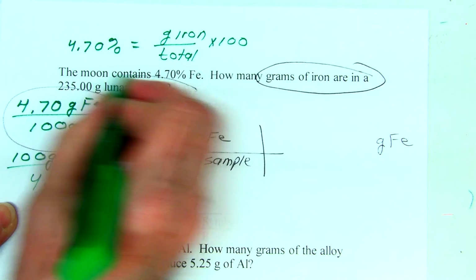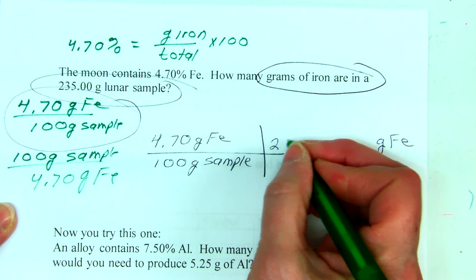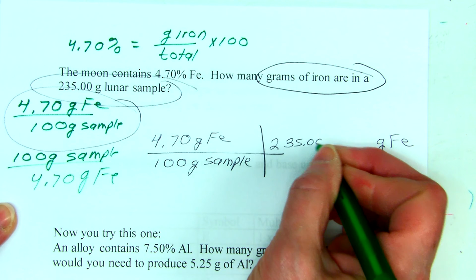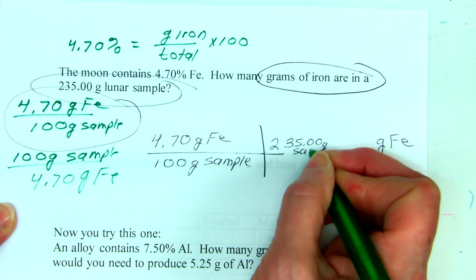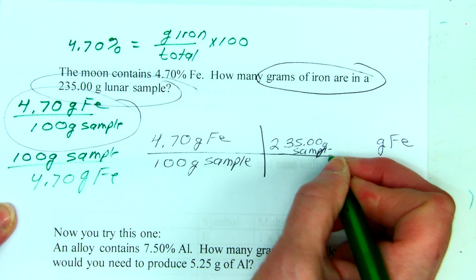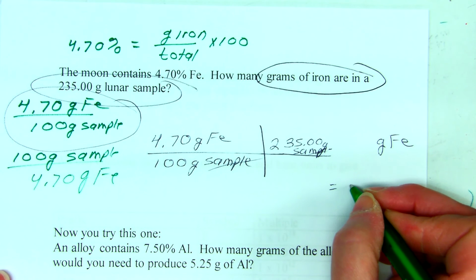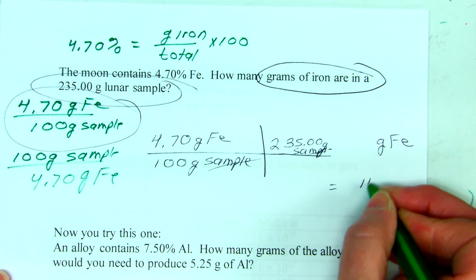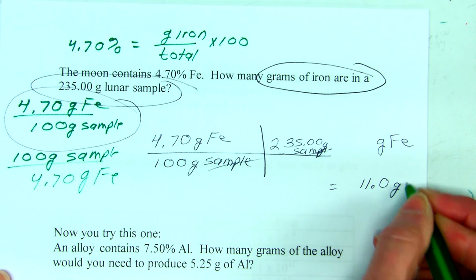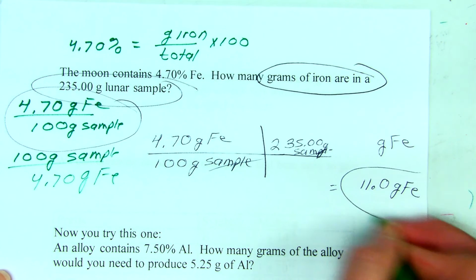So 4.70 grams of iron per 100 grams of sample. Now I multiply by my 235 grams of sample. So my grams of sample cancel, and I'm left with the units I want, and I get 11.0 grams of iron, just exactly the unit I wanted.